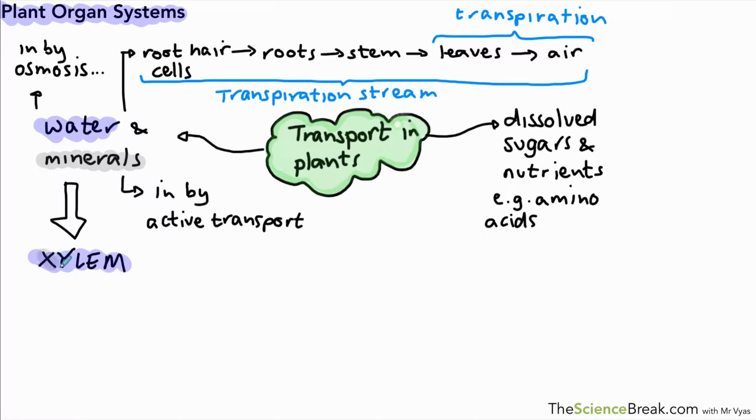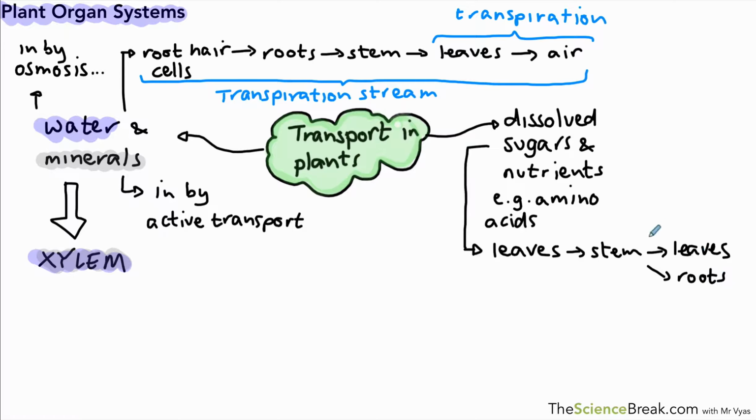And then we've got the dissolved sugars and the nutrients, and they will follow a slightly different route. They will be made in the leaves, so sugars are made in the leaves, glucose first, and then they will go through the stem to other leaves, or to the roots, or to storage tissues, where the sugars will be used directly to release energy, or they might be stored away. And all of this is called translocation.